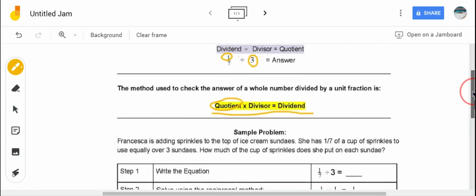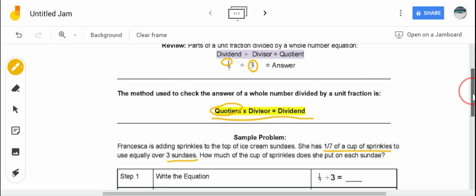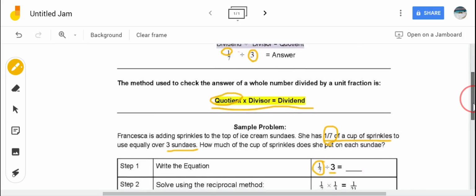Here's our sample problem. Francesca is adding sprinkles to the top of ice cream sundaes. She has 1/7 of a cup of sprinkles to use equally over 3 sundaes. How much of the cup of sprinkles does she put on each sundae? So let's write our equation. We know that we're already starting out with 1/7 of a cup. So there's our dividend. We need to divide that 1/7 into 3 equal parts, which is our divisor. And then we need to determine the answer, which is our quotient.